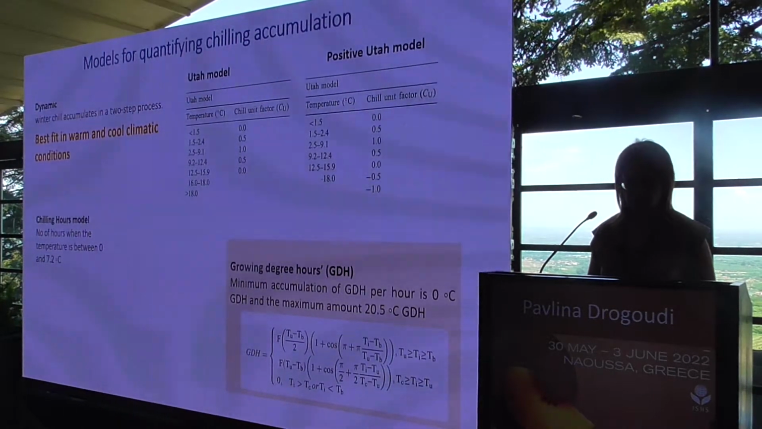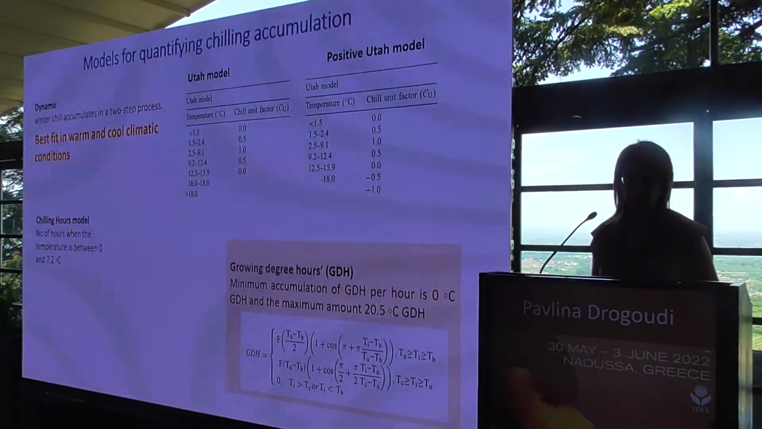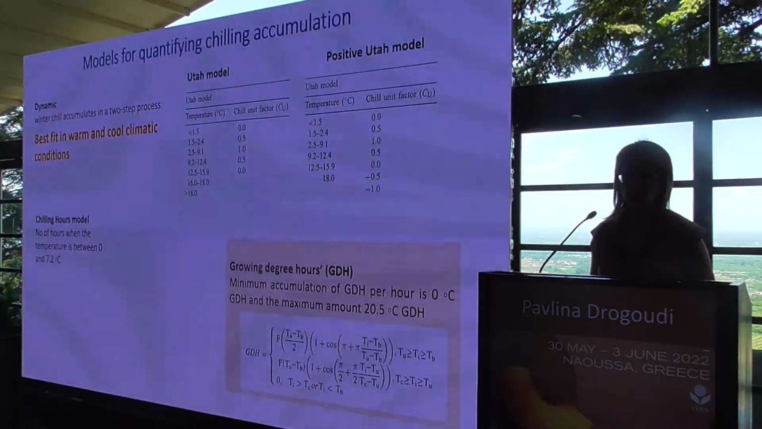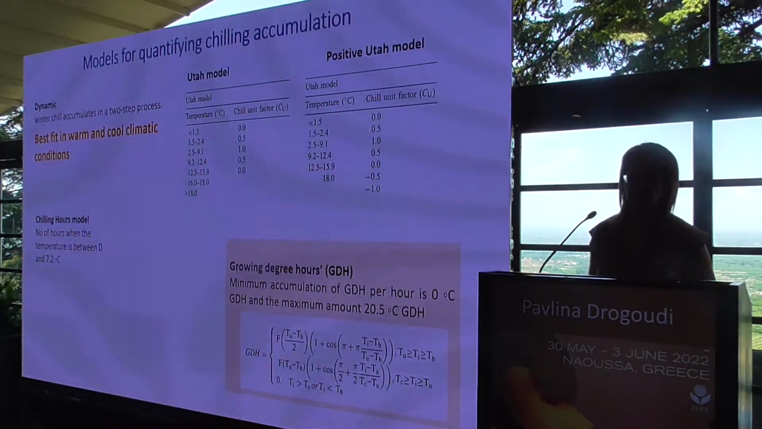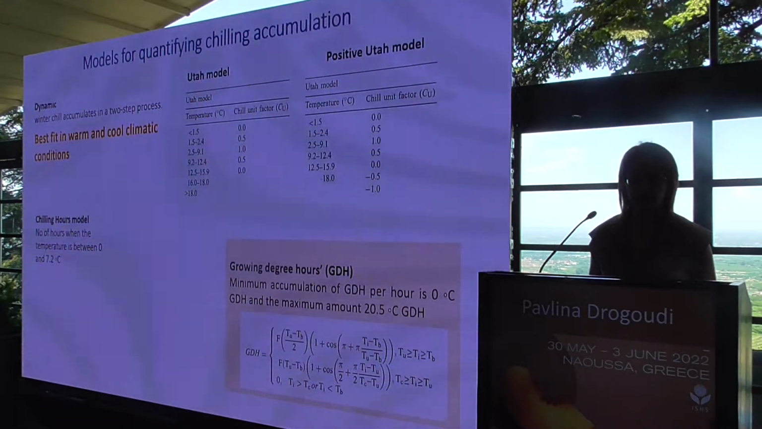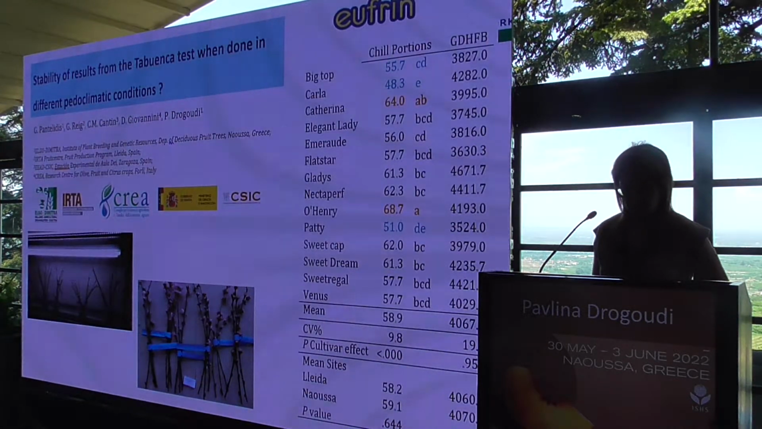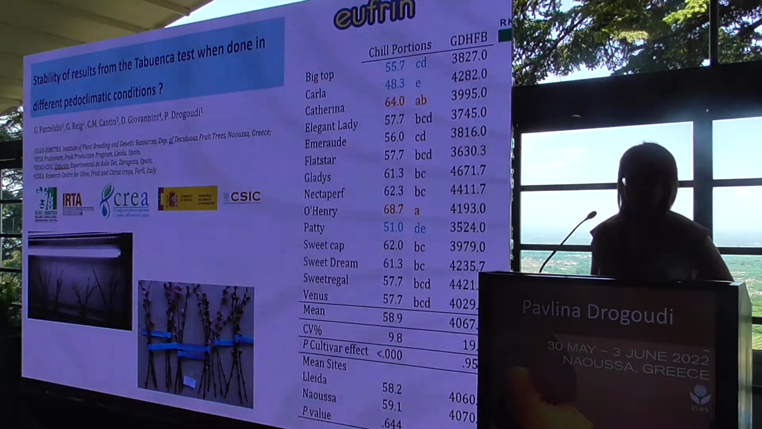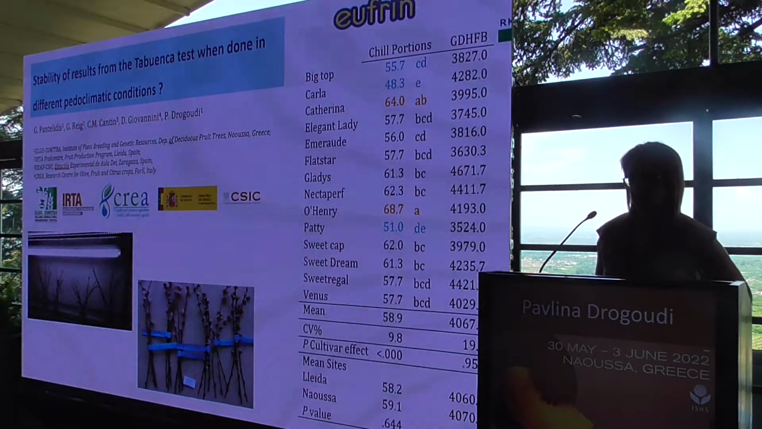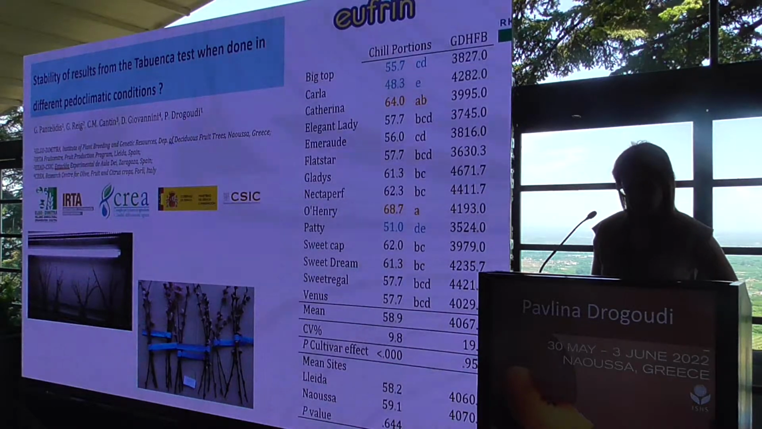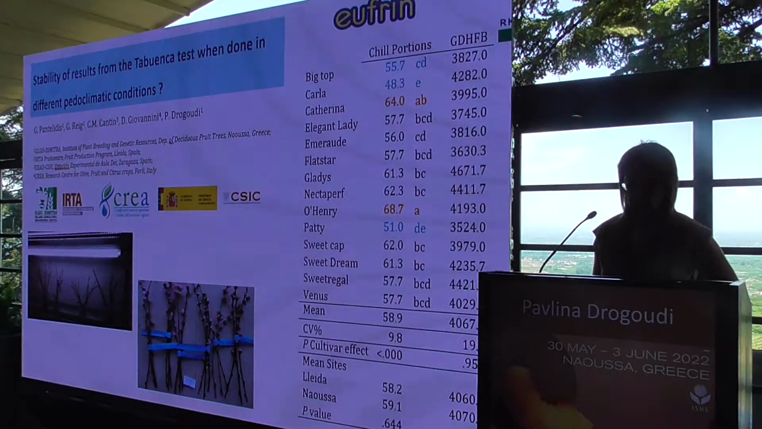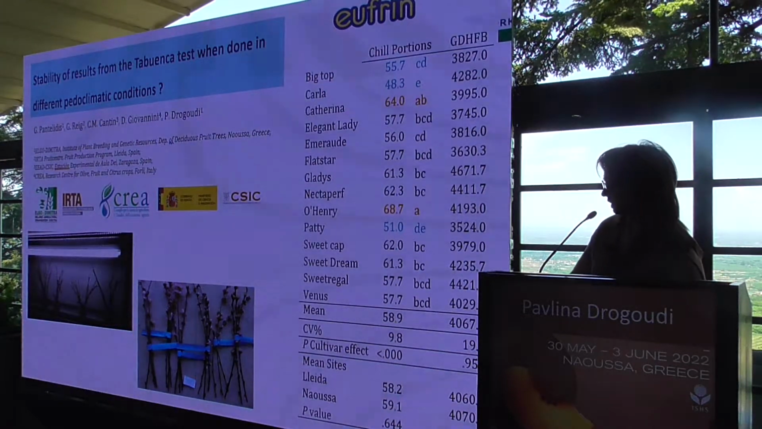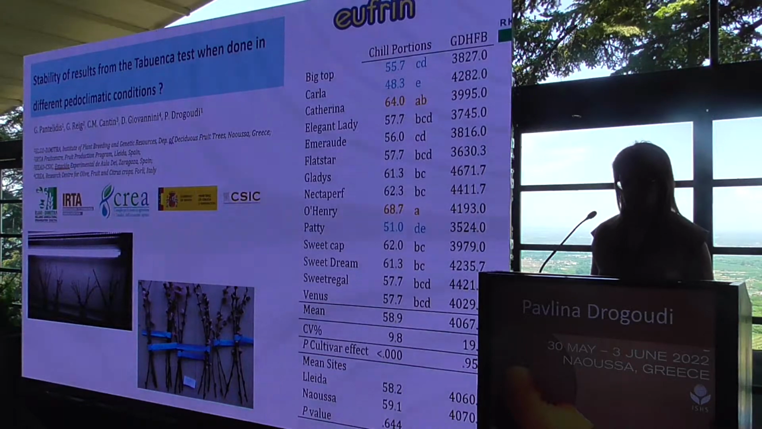I don't want to say too much about this. What we found also in our studies is that it has less variation among years and better describes the differences between cultivars that are assessed for the chilling requirements. We wanted to know whether the stability of results from the Tabuenca test went down in different pedoclimatic conditions. So we have the Tabuenca test made in IRTA and here in Nausa, and here you can see the p-value of the cultivar effect is non-significant.